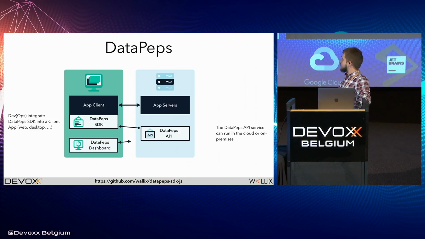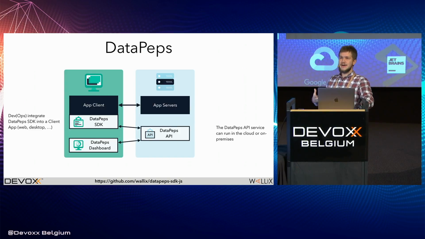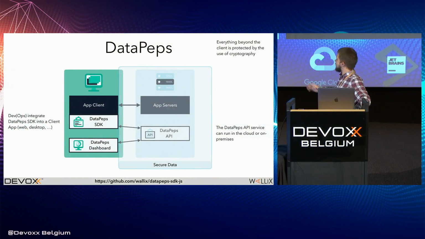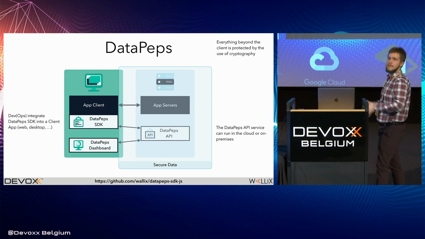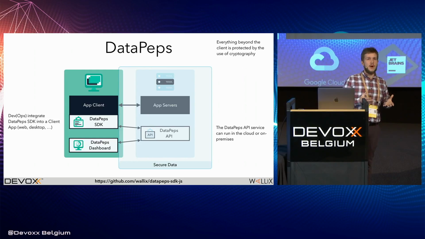After you deploy this solution, you can start securing your users' data with the use of encryption. And from now on, after deploying DataPeps, all the data that leaves the user device is secured by encryption, is secured by cryptography, and that means it is secured quite properly.